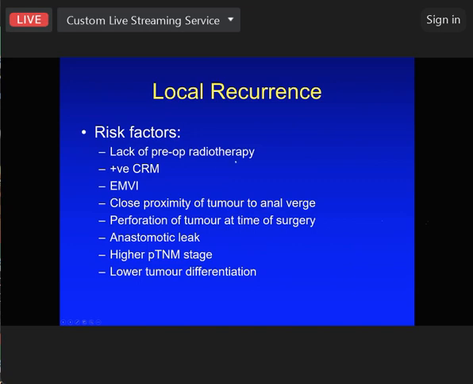Local recurrence risk factors: lack of pre-op chemorad or radiotherapy, positive circumferential resection margin, which I'm sure you know about, extramural vascular invasion, close proximity of the tumor to the anal verge, so a low rectal cancer in other words, perforation of the tumor at the time of surgery, an anastomotic leak, higher TNM staging on pathology, or a poorly differentiated tumor. Those are the things that increase risk of local recurrence.